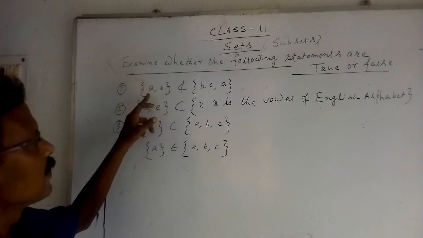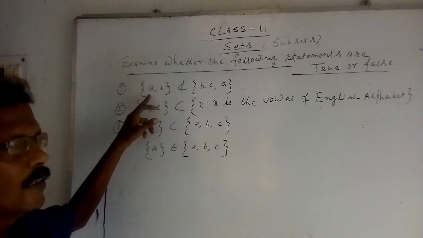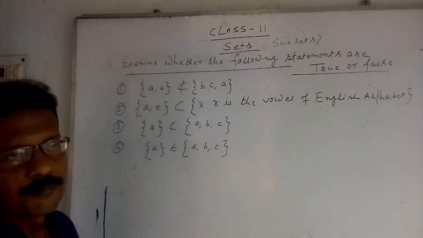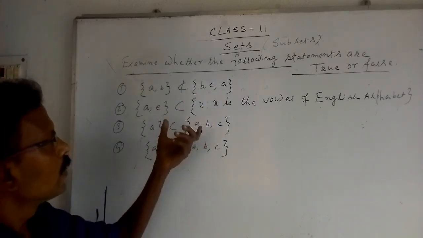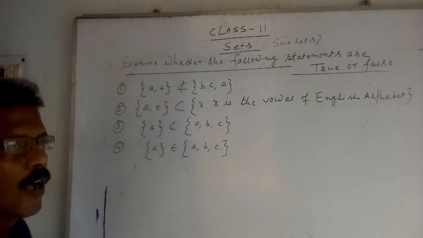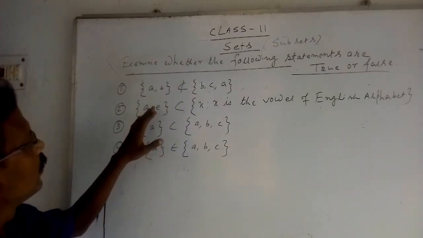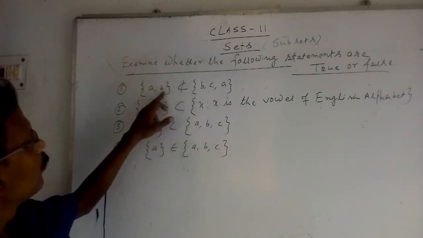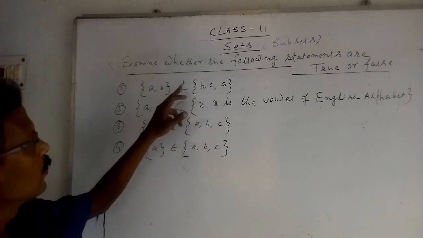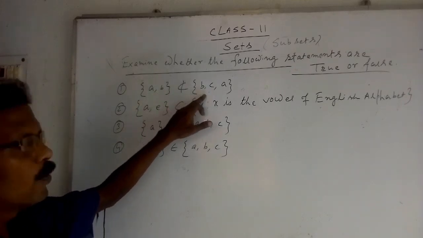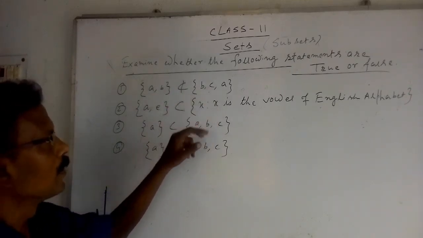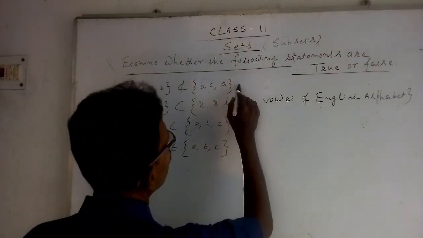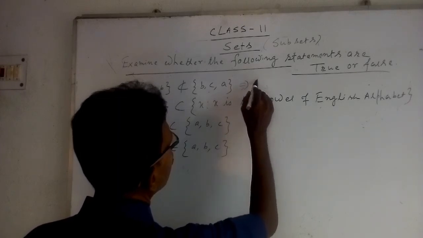The first one is a set containing the elements A, B is not a subset of B, C, A. Now you have to check whether the statement is true or false. Look here, A belongs to the second set, B belongs to the second set. Therefore the first set is always a subset of the second one. Therefore this statement is wrong. That is false.